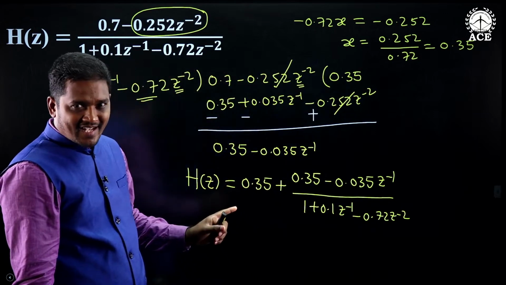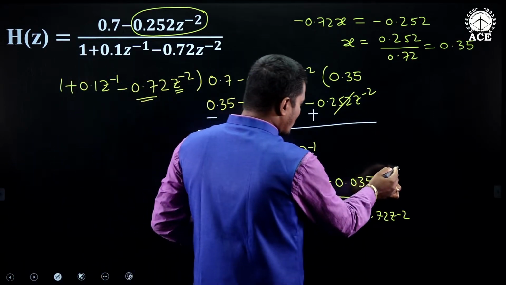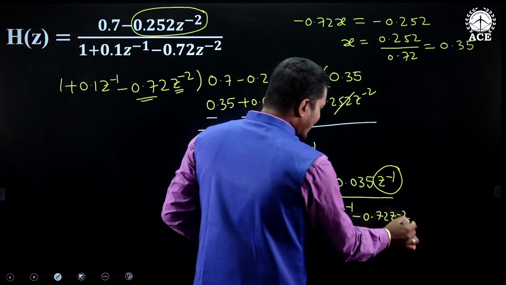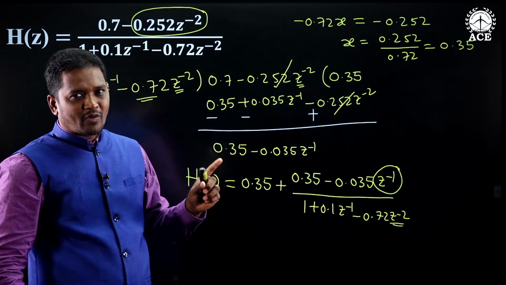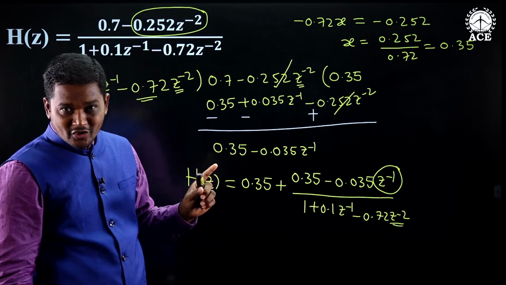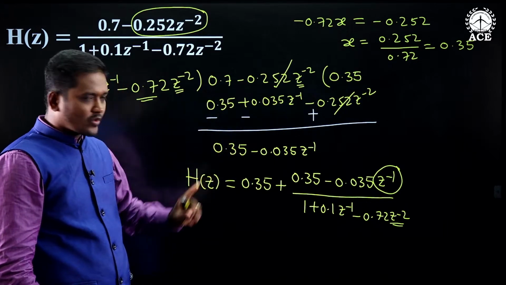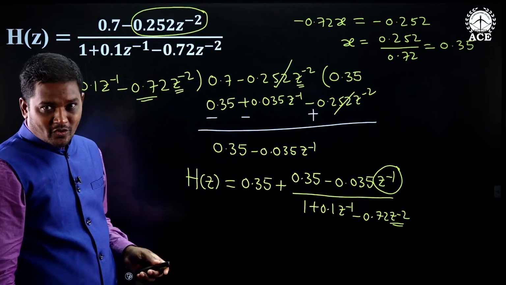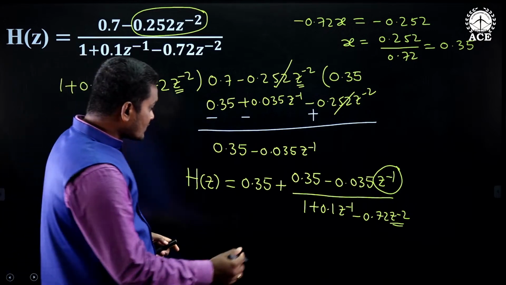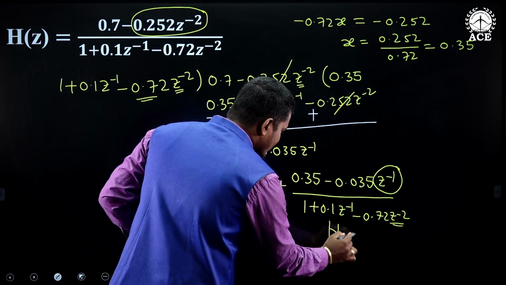Understood or not? Yes. Now you observe here, what is the numerator order? 1. What is the denominator order? 2. Yes, I have decreased the numerator order. Understood? Yes. So for that, you need to do this calculation, okay? Now, let us assume this as some HA of z.